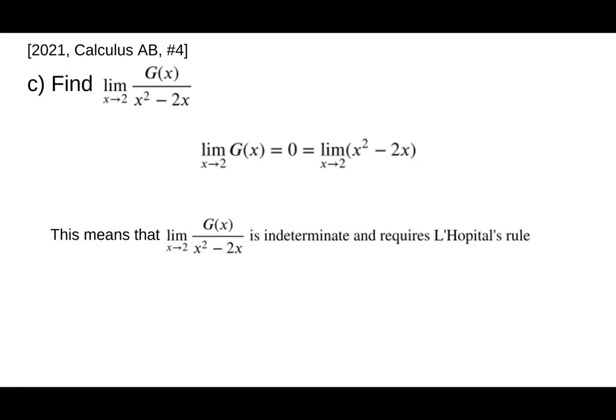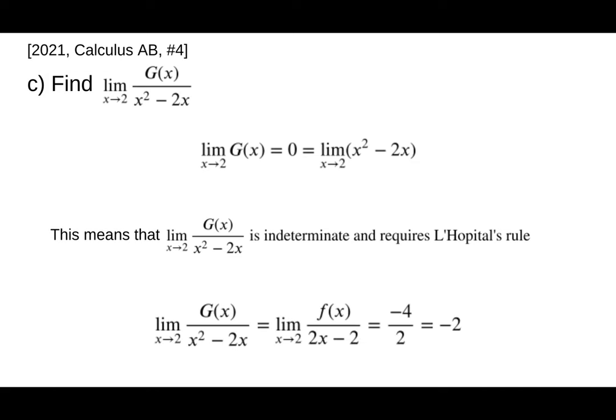In part C of this question, we are asked to find the limit as x approaches 2 of g of x over x squared minus 2x. Notice that the limit as x approaches 2 of g of x is 0, and that is the same as the limit as x approaches 2 of x squared minus 2x. So we're going to get an indeterminate form here, and we're going to have to find this limit using L'Hopital's rule.